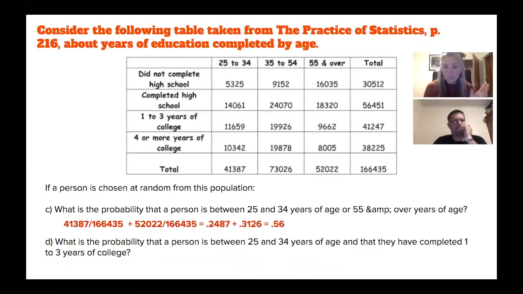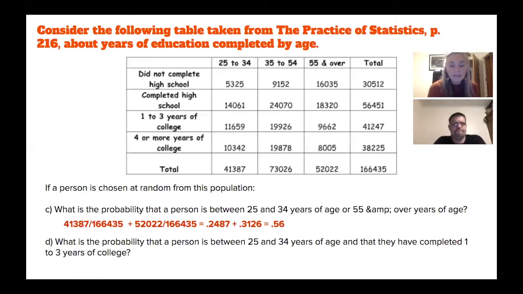We can do it a couple ways. We can do what he said, where we add the big numbers together and divide by 166,435, or we can find the probability of each individual one and then add. So yeah, perfect.